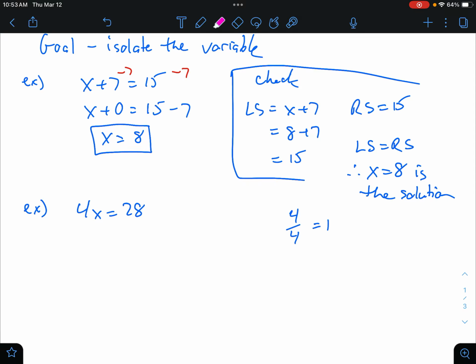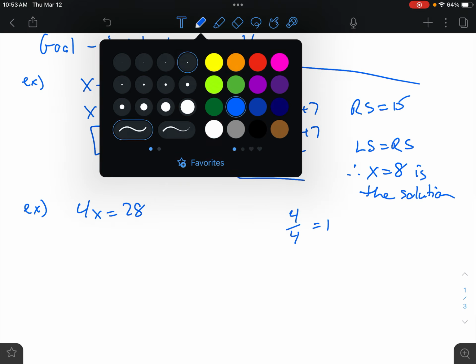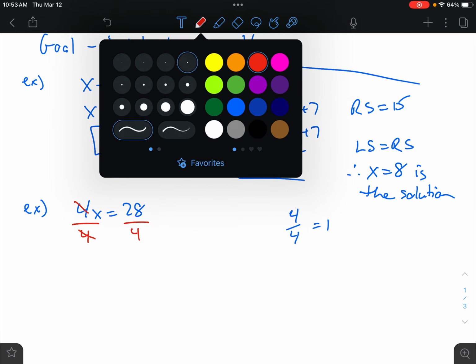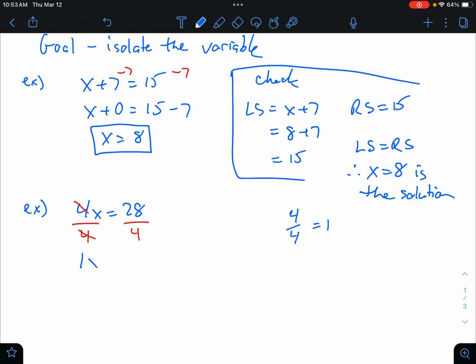So that's what I want to do on this equation right here. I actually want to divide both sides by 4. If I do it on the left side, 4 divided by 4 actually gives me 1. So you end up with 1x, which is just x.